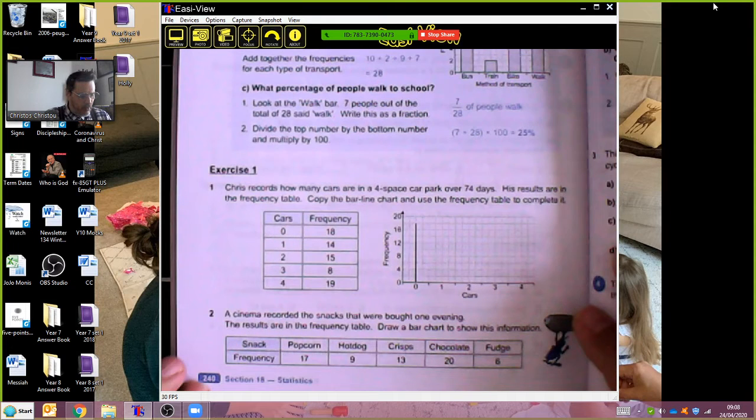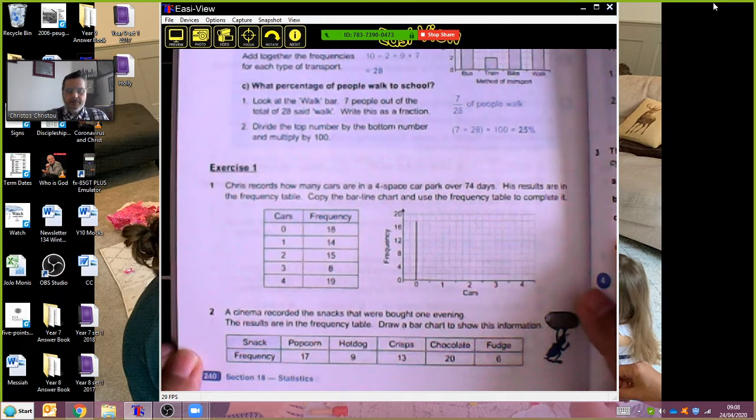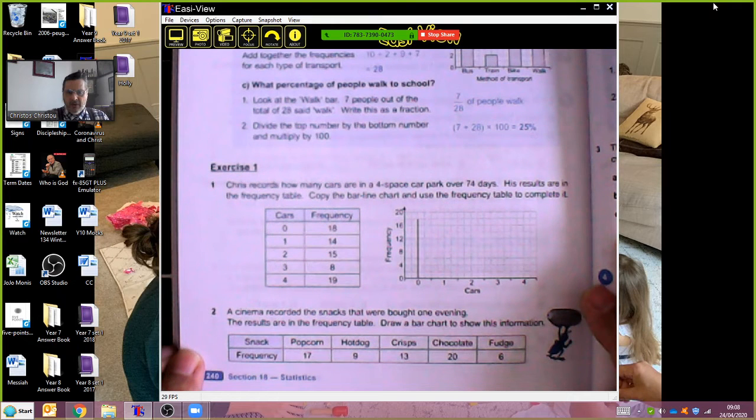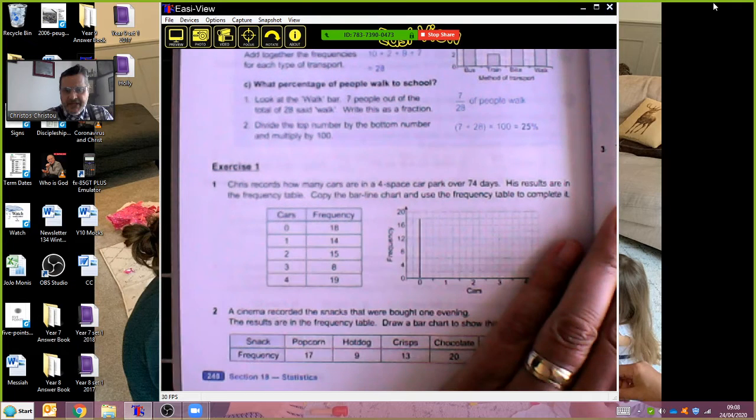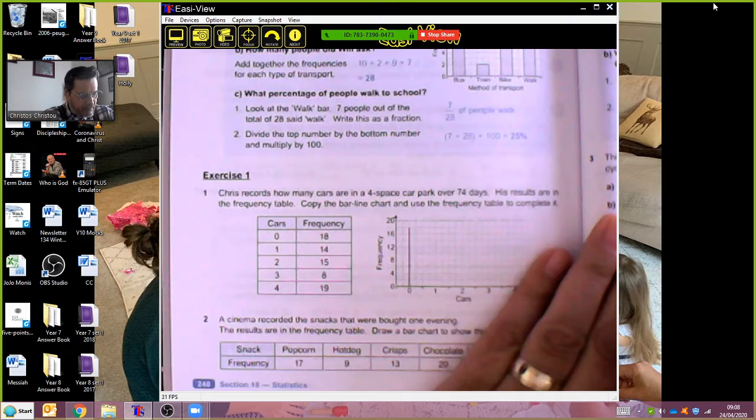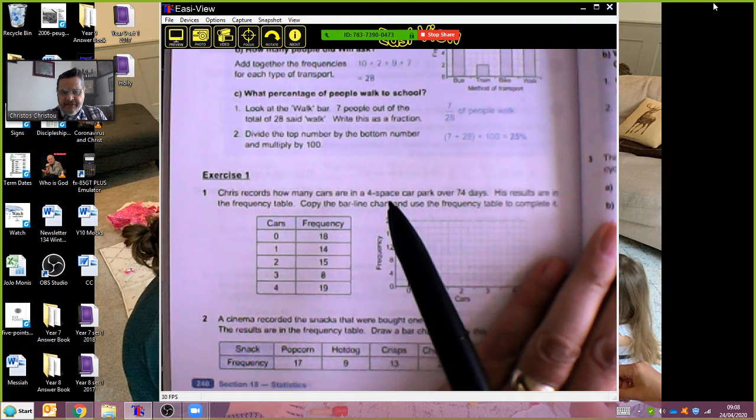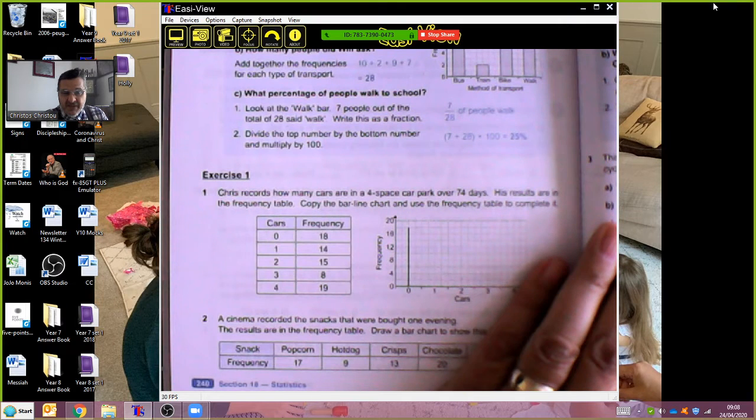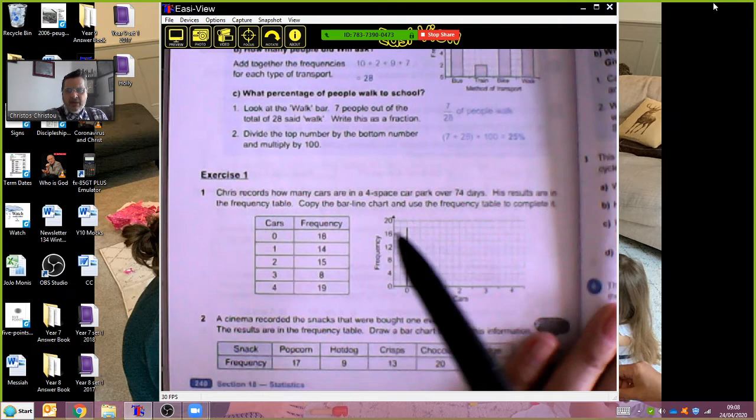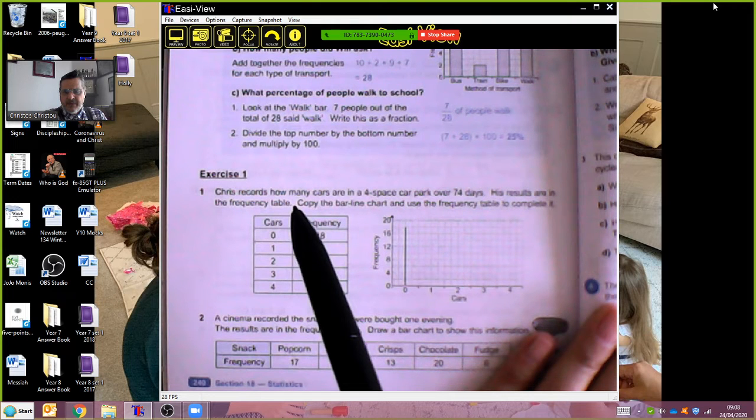So are you on page 240? Good. Okay, one person is. Let's teach one person how to do this. Chris records how many cars are in a four-space car park over 74 days. His results are in the frequency table.